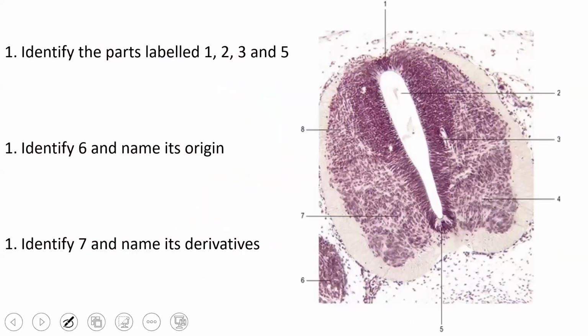Now, let's name these. What is one? Roof plate, very good. That's the roof plate, very good. What is two? What is two? Central canal.